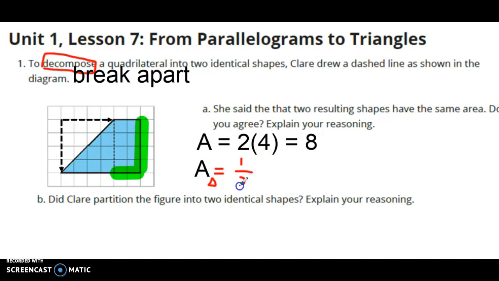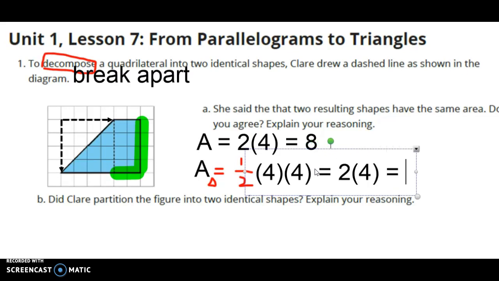base times height. So it's 1/2 times 4 times 4, which is, let's draw parentheses here so that we know that we are multiplying, which is going to be 1/2 times 4 is the same as 4 divided by 2, which is 2, times 4, which is 8. So actually, are those two areas the same? Yes, they are. So off to the side, we can say yes. And then in terms of showing our reasoning, we've already done that by calculating the area of the two shapes.